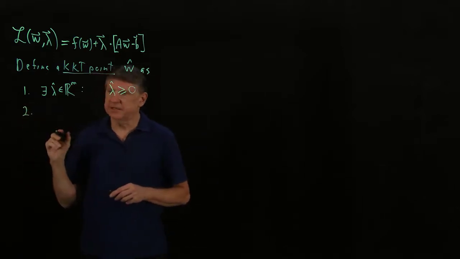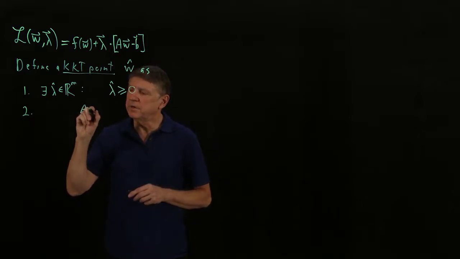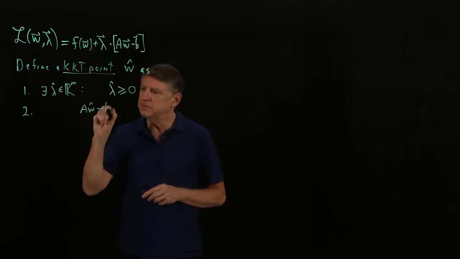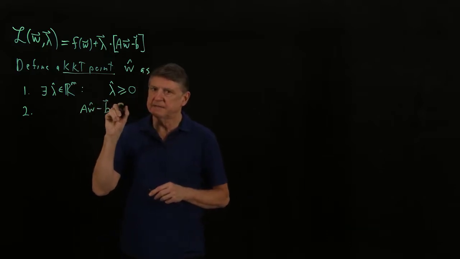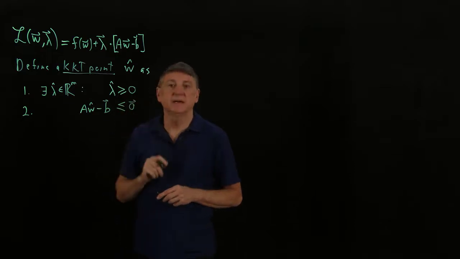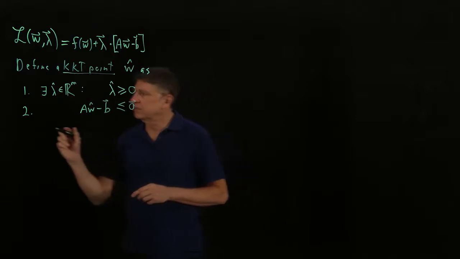The second condition is that the point that we pick has to be feasible. That is, it has to be in the feasible set of all of those, in this case, linear constraints.